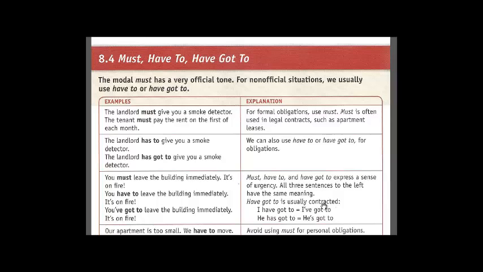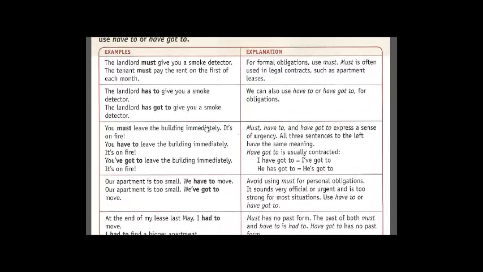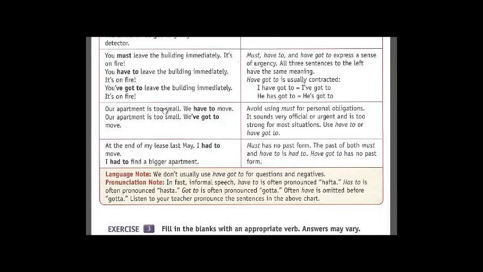Have got to is usually contracted. I have got to, I've got to. He has got to, he's got to. Okay? Alright. Our apartment is too small. We have to move. Our apartment is too small. We have got to move.